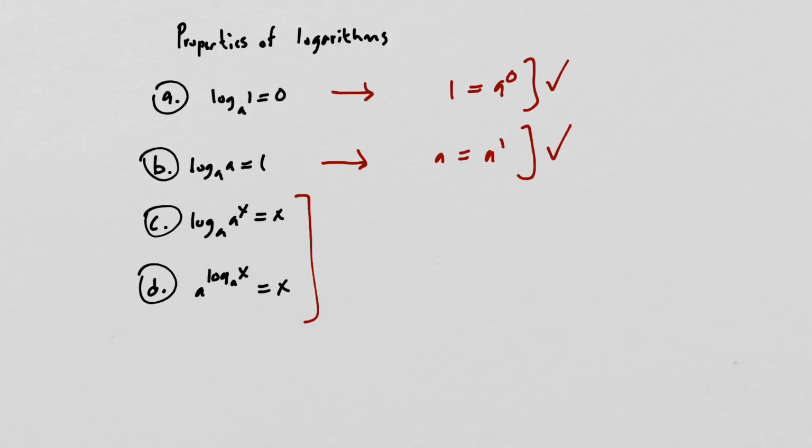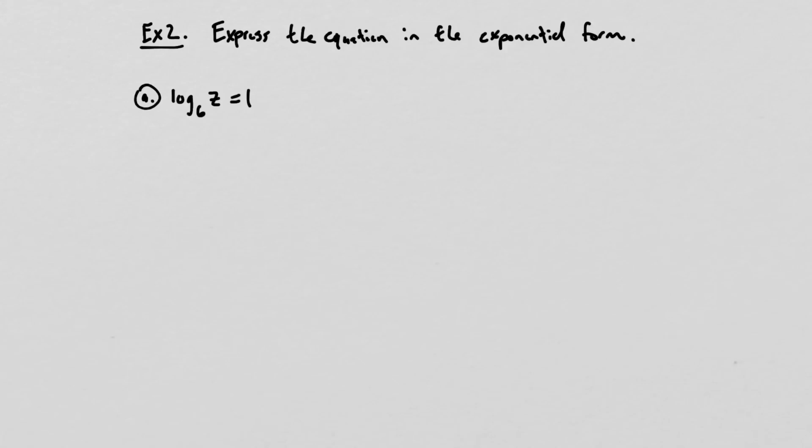Let's continue practicing writing our logarithms as an exponential. In part A, we'll be looking at the equation log base 6 of z is equal to 1, and in part B, we'll rewrite the equation log base 10 of 3 is equal to 2t. One easy way to remember how to rewrite this as an exponential is take your base and just push it underneath the right-hand side.